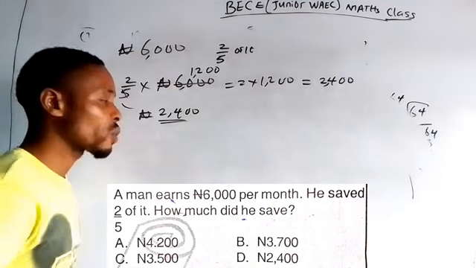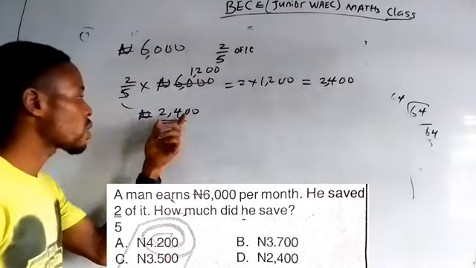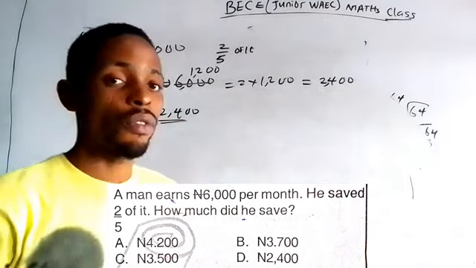So that is how you solve this question. The answer should be, let's say the option is option D. So the answer to this question is equal to 2,400.